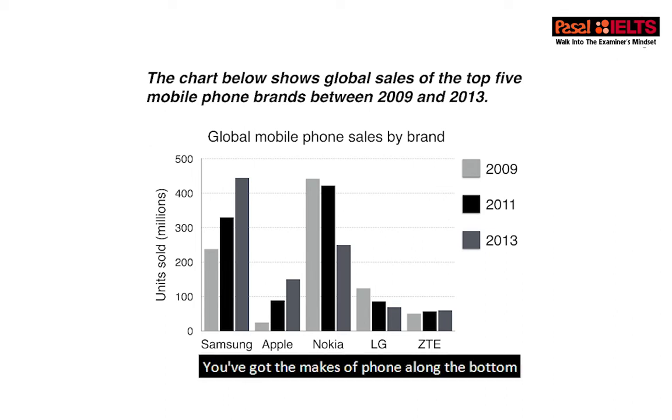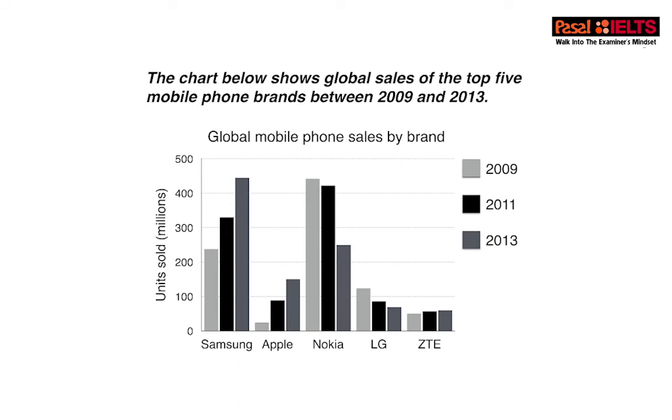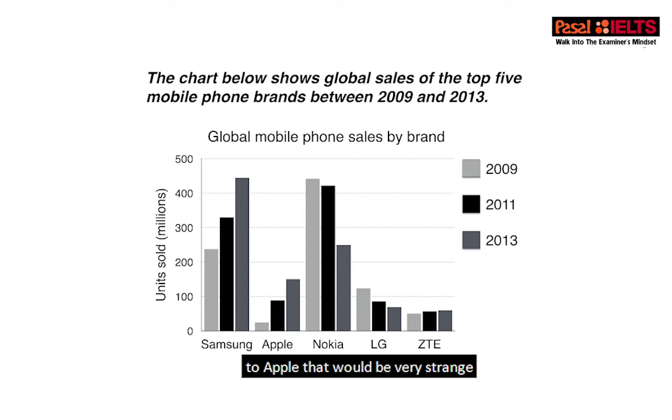You've got the makes of phone along the bottom, Samsung, Apple, etc. And you've got the 3 years, and you can see the different figures. In this chart we have to be careful. We've got items along the bottom, so you can't say Samsung decreased to Apple. That would be very strange.